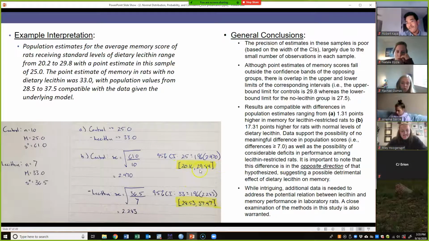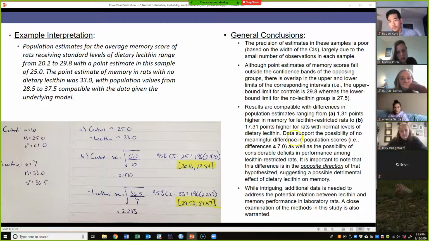So let's say, based on these intervals, my data would really support differences ranging anywhere from, let's say, my control has an upper limit of 29 compared to my lower limit of 28 for my no lecithin group. If I subtract that, this gives a little over a point advantage to the normal control group, right? On the other hand, if my control group actually has a value of 20 and my lecithin group actually has a value of 37, we've got a swing from about a 1 point benefit for the lecithin restricted or for the control rats all the way to a 17 point swing for our other rats.